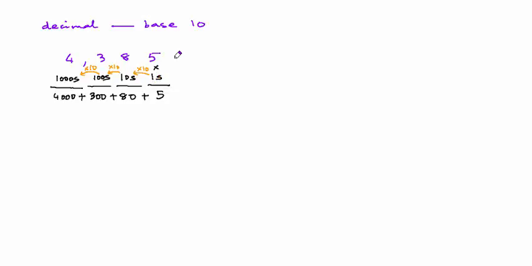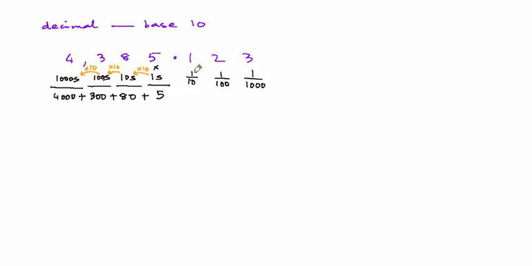And something very similar happens when you have digits after a decimal point. For example, consider the number 4,385 point, let's say 1, 2, 3. The first digit after the decimal point has a value of 1/10. The one after that has a value of 1/100. And the one after that has a value of 1/1000, and so on.